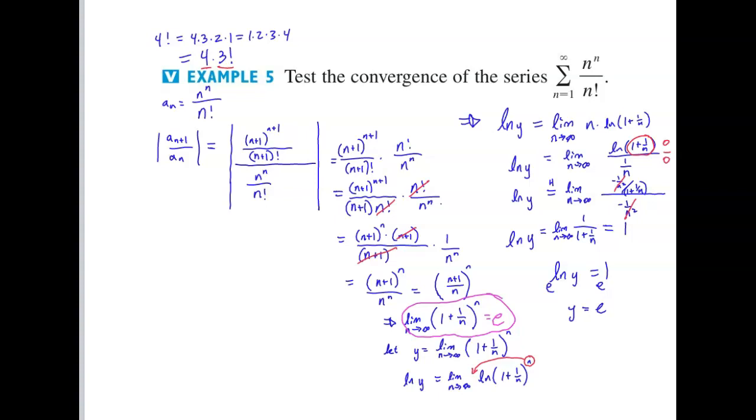That was our original ratio, which was equivalent to the absolute value of a sub n plus 1 over a sub n. So what does the ratio test tell us about this? What is e approximately?